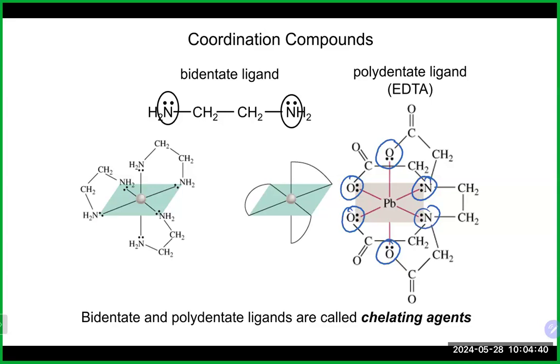And it's able to basically grab up the metal in 6 different spots. That makes it a really good, what's sometimes referred to as a chelating agent, because it's basically able to surround that metal. Several of these ethylenediamines, these en guys, also do a really good job here.